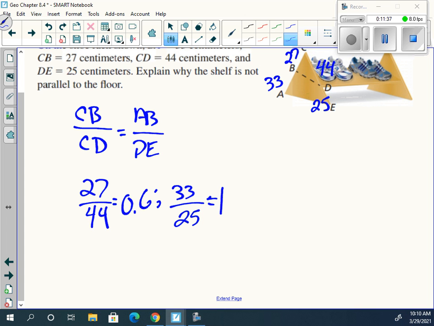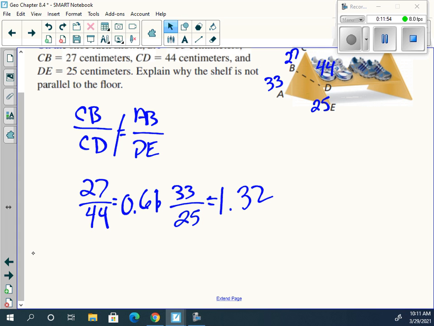Okay, 0.6. So since these are not proportional to each other, it means the two lines are not parallel. So that's why the shelf is not parallel to the floor, because these are not proportional. Questions on this here? Okay.